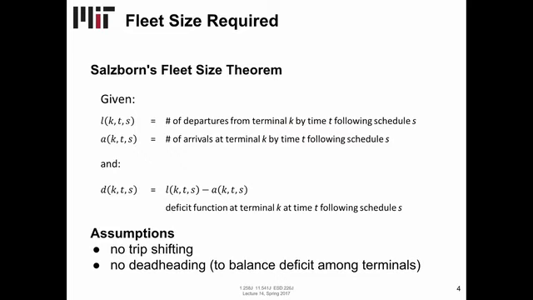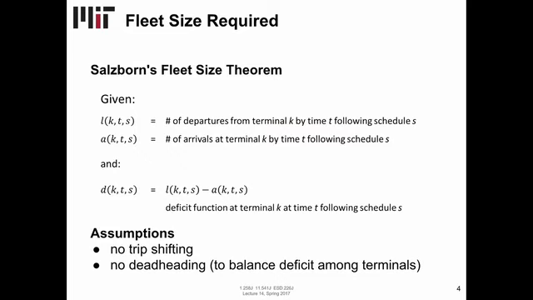So let's start with the definitions. The function L of K, T, and S: K is the index of terminal, T is the index of time, and S is the index of the schedule that is already developed. L is the cumulative number of departures from terminal K by time T following the schedule. And A would be the cumulative number of arrivals at terminal K by time T following that schedule.